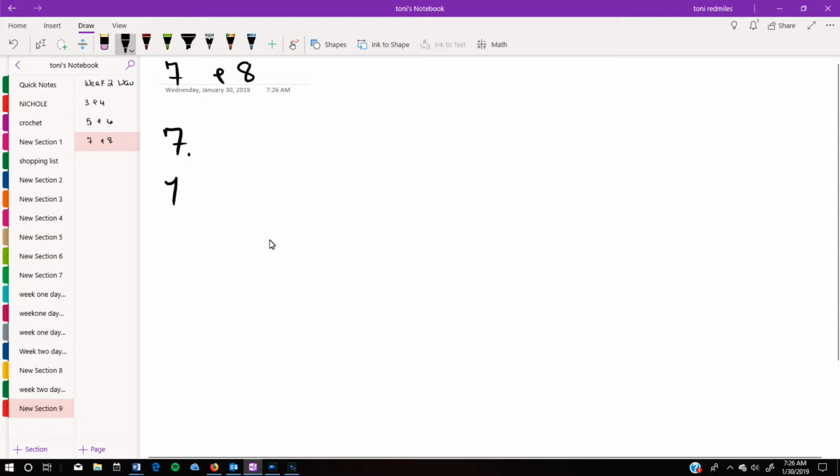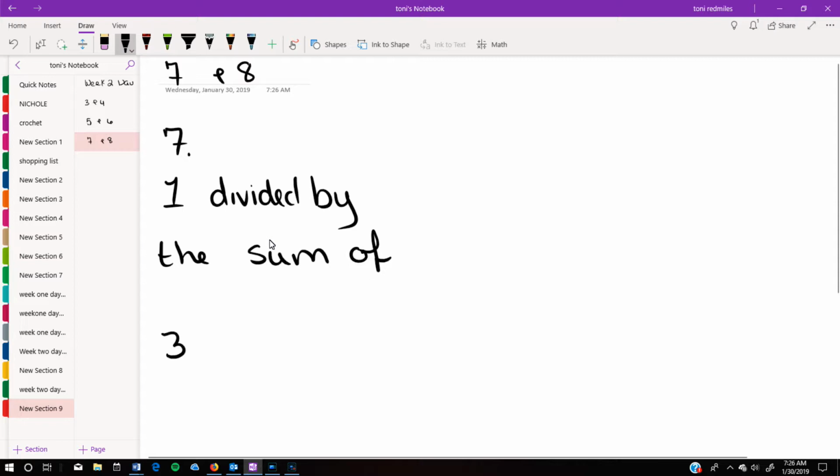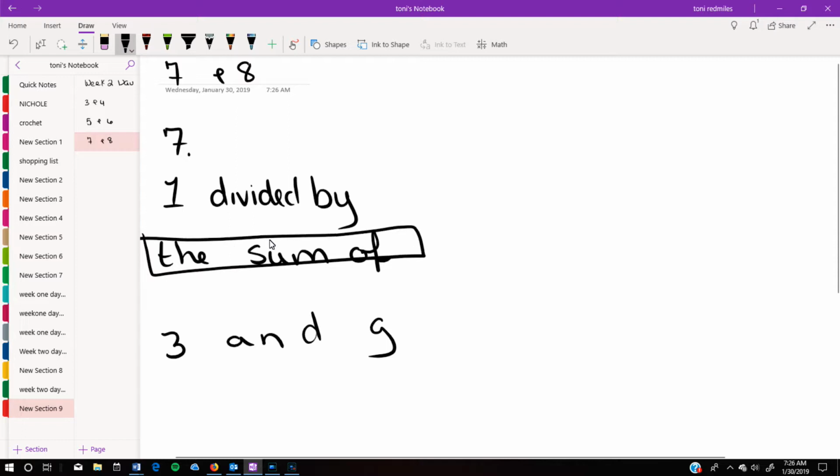All right, 1 divided by the sum of 3 and g. So the sum of means parentheses, all right? And then it's a sum parentheses, so I put my plus in there, and I know that 3 and g is what comes after, so that's what goes into the parentheses.